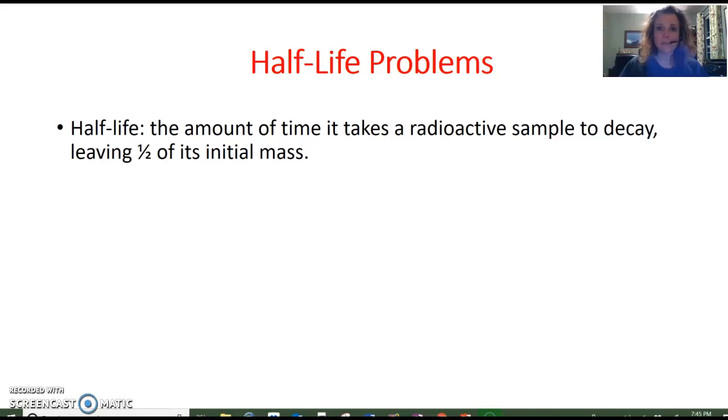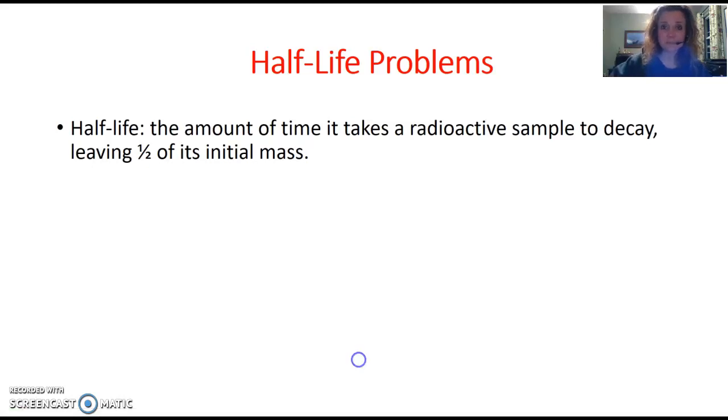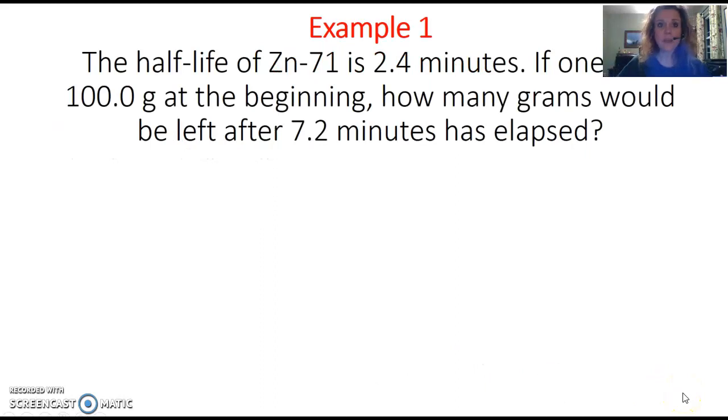And I think that solving these problems using a data table is the best way for you to reach that goal. So again, it's not just about getting the right answer. It's also about understanding how half-life actually works. So let's begin. So I'm going to do a couple of examples for you.